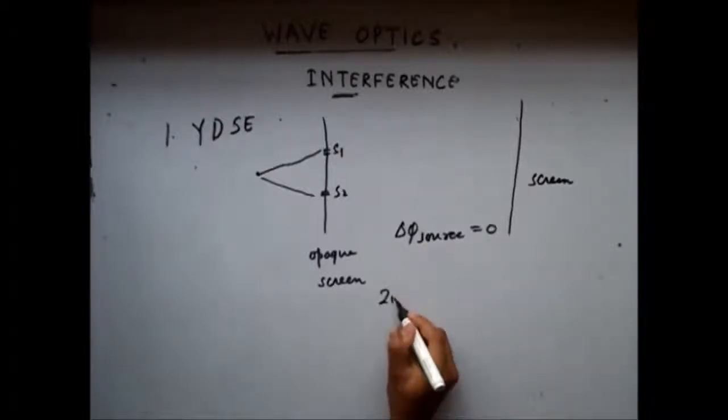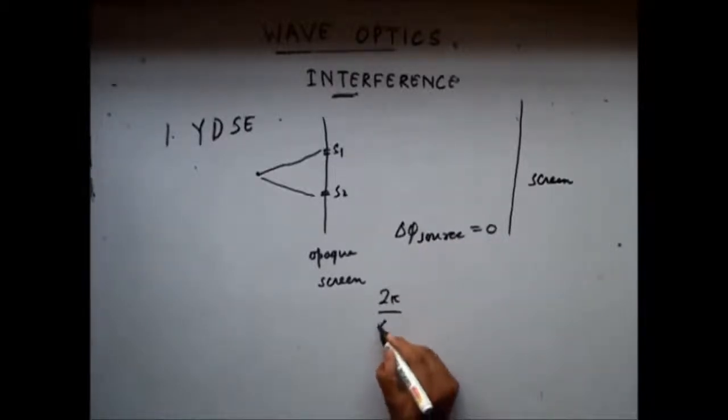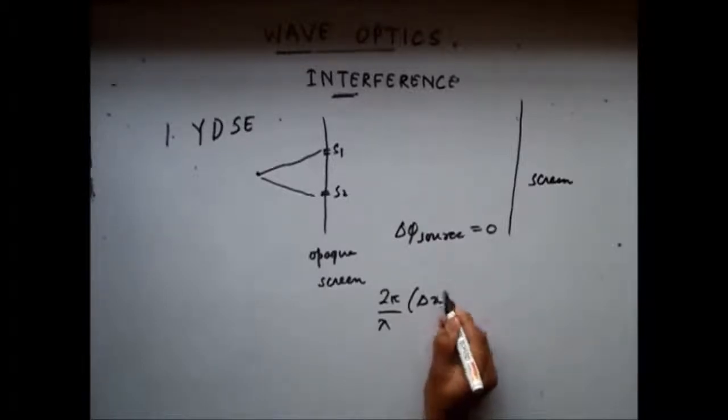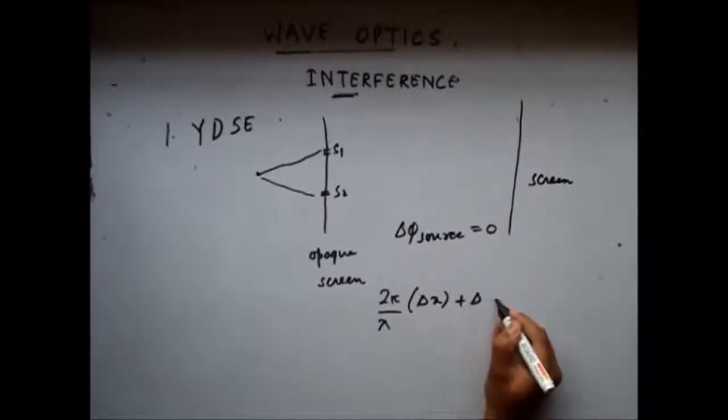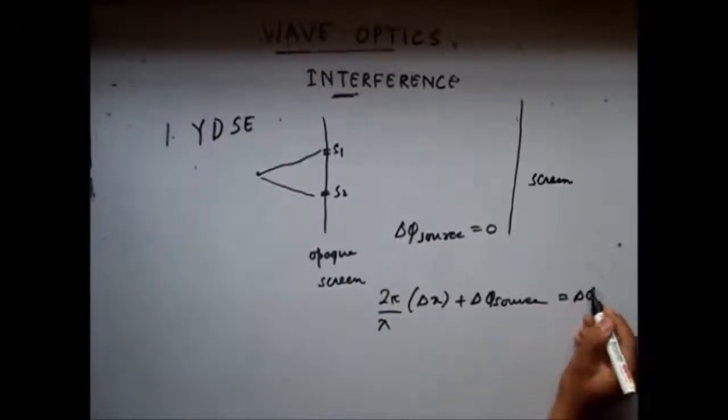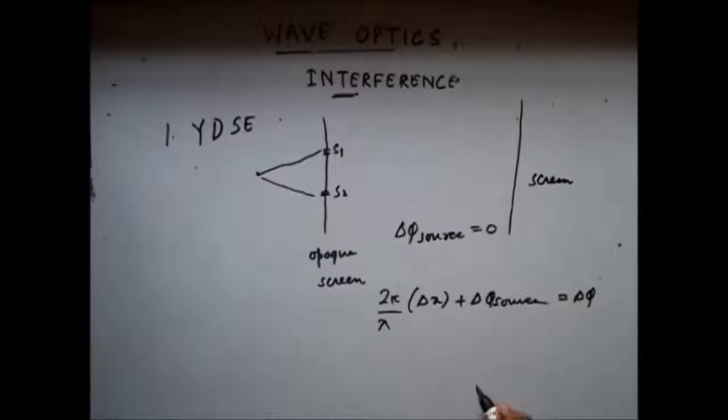And here, if I write the formula, we got 2 pi by lambda delta x plus del phi source. So this is the phase difference for any set of two waves. This is 0 in this case, and so that's why this was equal to 2k pi in case of constructive interference. This was equal to (2k plus 1) pi in case of destructive interference.